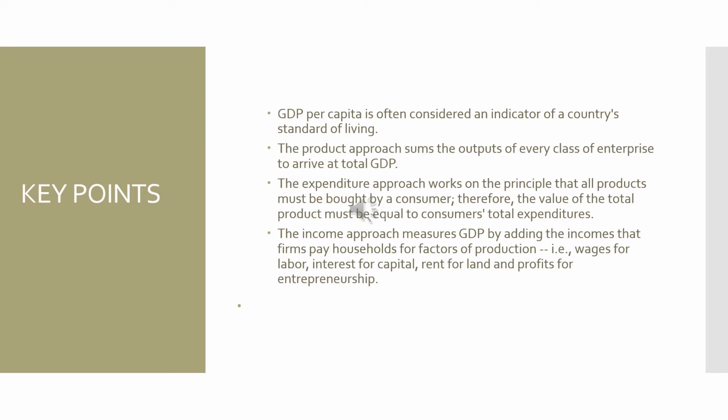The expenditure approach works on the principle that all products must be bought by a consumer, therefore, the value of the total product must be equal to consumers' total expenditures. The income approach measures GDP by adding the incomes that firms pay households for factors of production, i.e., wages for labor, interest for capital, rent for land, and profits for entrepreneurship.